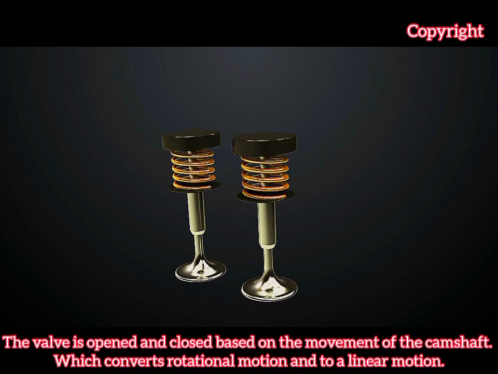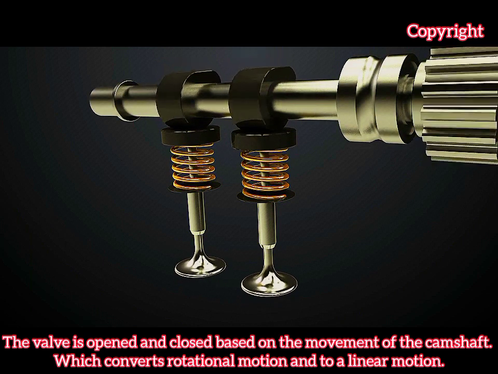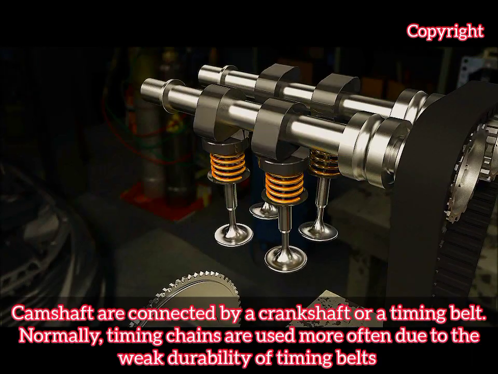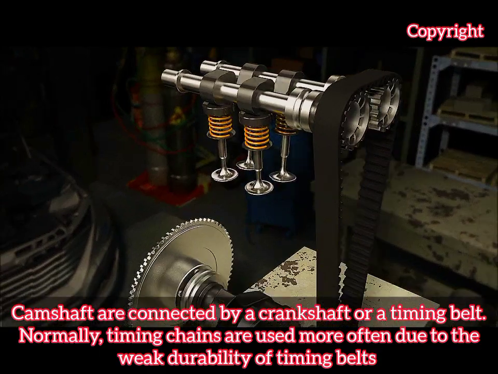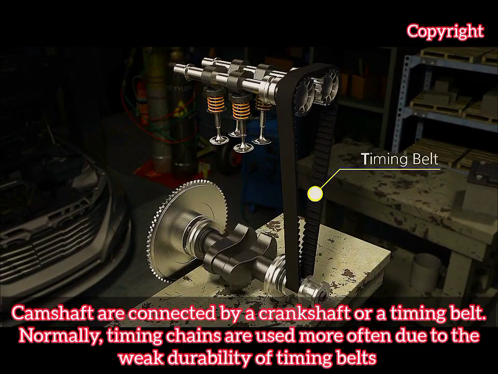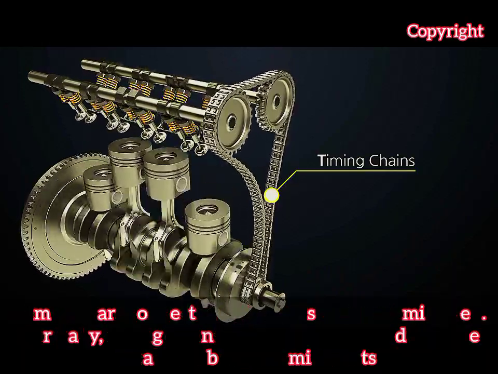Next, we will learn how the intake and exhaust valves open and close. The valve is opened and closed based on the movement of the camshaft, which converts rotational motion to a linear motion. Camshafts are connected by a crankshaft or a timing belt. Normally, timing chains are used more often due to the weak durability of timing belts.